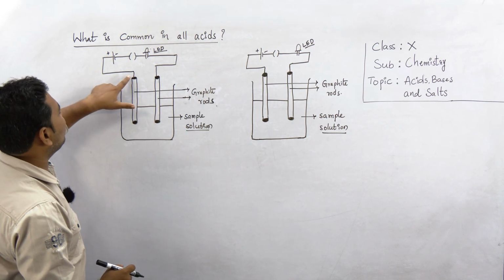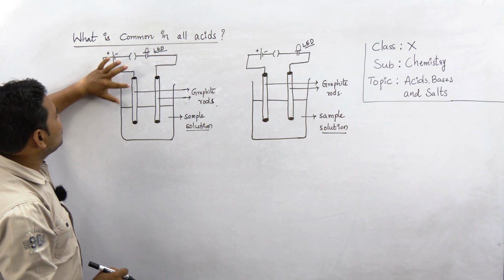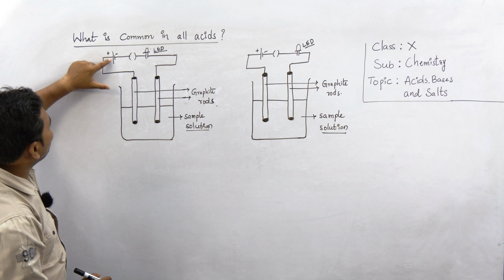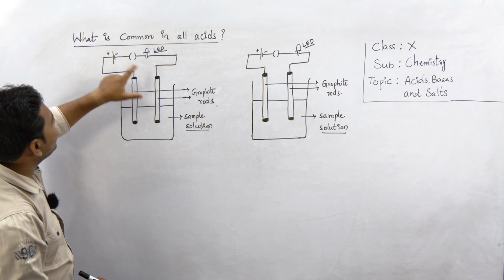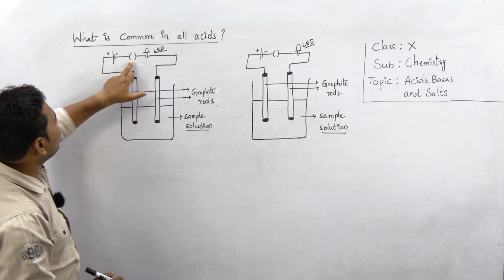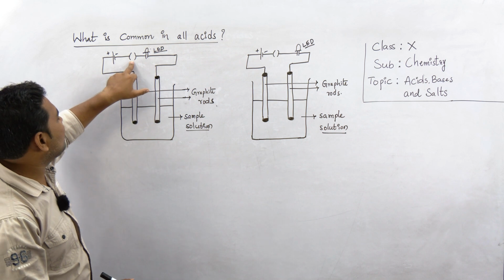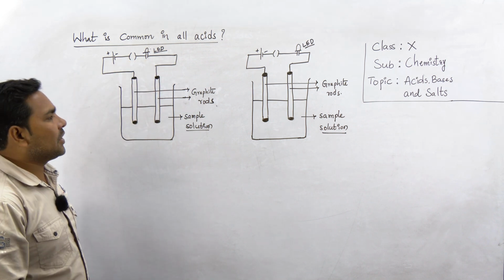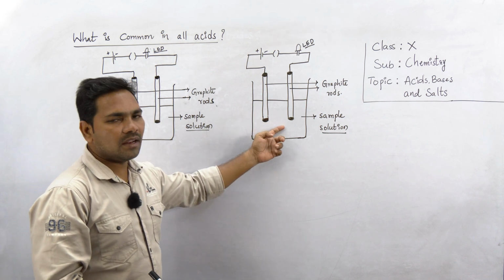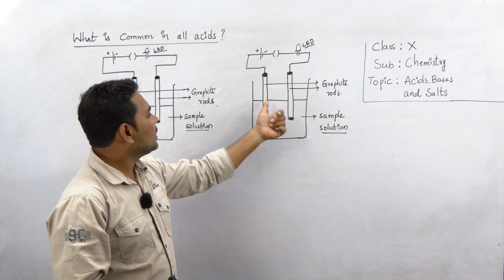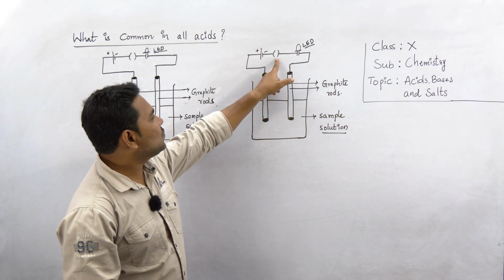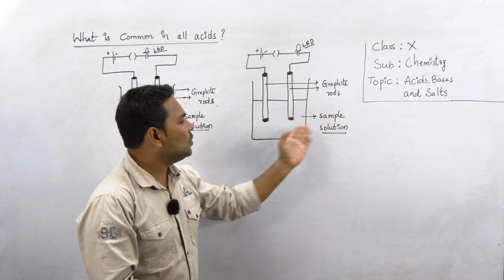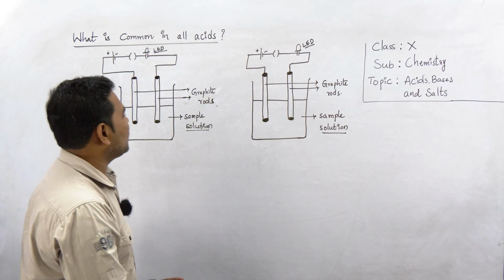To these two graphite rods, what is connected? These two graphite rods are connected to a battery, one to the positive terminal and one to the negative terminal. And a switch is connected. What is this? A switch, and an LED is connected in the circuit. A similar setup is seen in another case also: graphite rods, battery, switch, an LED and a sample of solution. I will tell you what solution we have to take.